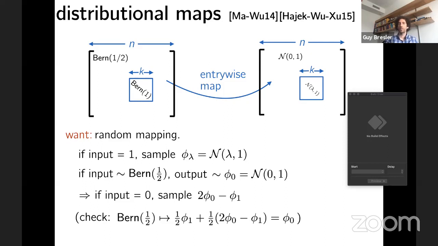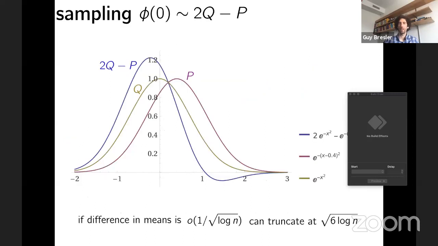Now, there is a big problem. The big problem is that it's impossible to just produce a sample from 2 phi 0 minus phi 1 or 2 phi 0 minus phi lambda. The reason is that this isn't necessarily a density. If we plot it, it's the purple curve here and it goes negative. You can't have a negative value for a density, for a probability density.